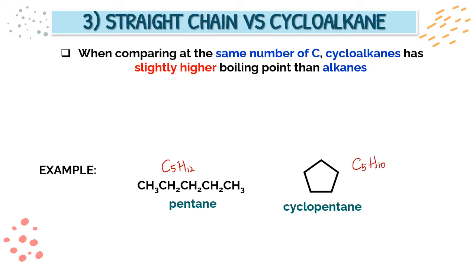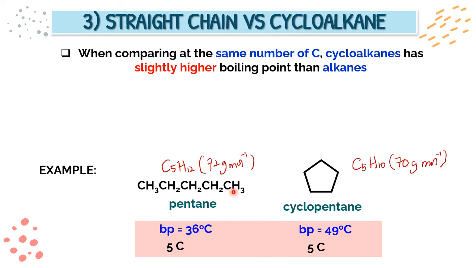Let me write down the molar mass as well. For pentane, it will be 72 grams per mole, and cyclopentane will be 70 grams per mole. As we can see, the mass of pentane is slightly higher by 2 grams per mole because it has an extra 2 hydrogens. So by right, the boiling point of pentane should be higher than cyclopentane.